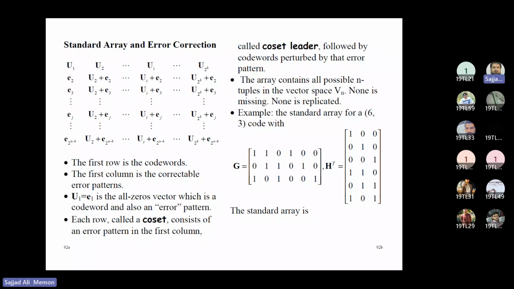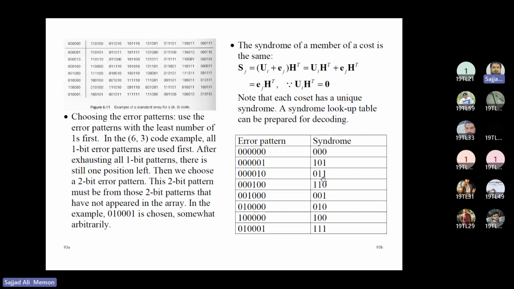So G will be given to you. You can make H transpose, the standard array. So choosing the error pattern, use the error patterns with the least number of ones first. In the 6-city code example, all 1-bit error patterns are used first. After exhausting all 1-bit patterns, there is still one position left. Then we choose the 2-bit error pattern.